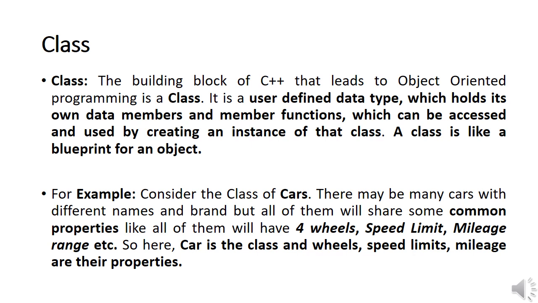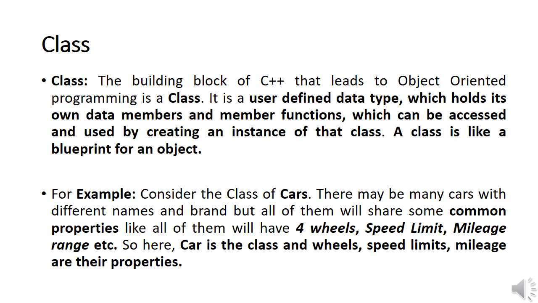One of the basic concepts of object-oriented programming is class. A class is similar to a structure in C++. That is, it is a user-defined data type which holds its own data members and member functions. The data members and member functions can be accessed or used by creating an instance of that class. So, it is also called a blueprint for an object.